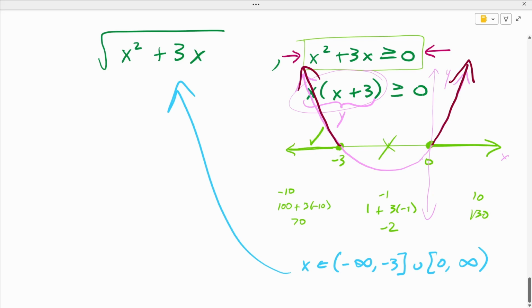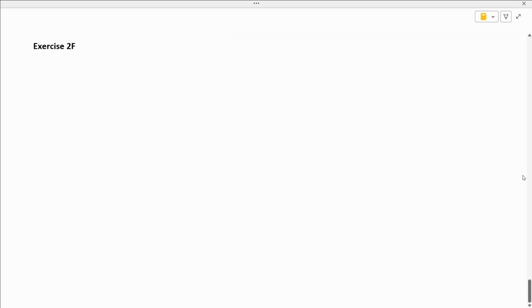For what x does that happen? These x's and these x's. And so you can see we have the exact same solution as before. Another way to solve this quadratic inequality. And with that, we have enough to do exercise 2F.